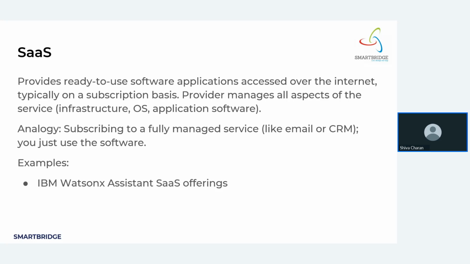So SaaS. What is SaaS saying? First we'll go through the analogy and then the definition, because it will make things simple. So what is the analogy over here? Subscribing to a fully managed service like email or any customer relationship management. You just need to use that particular software. Whenever you register on a website, you will receive an email, right? And if you need to send an email, you can send through a cloud service also.